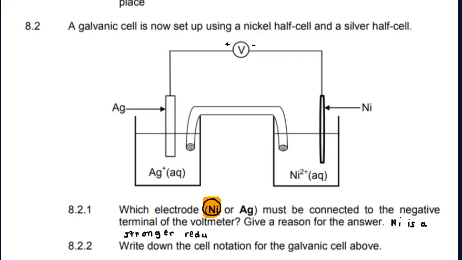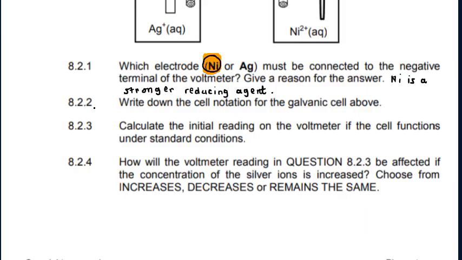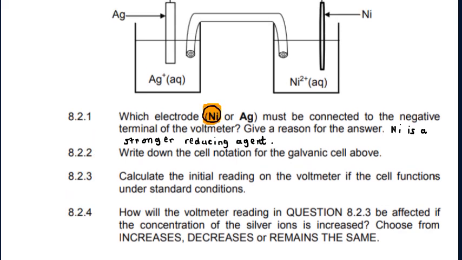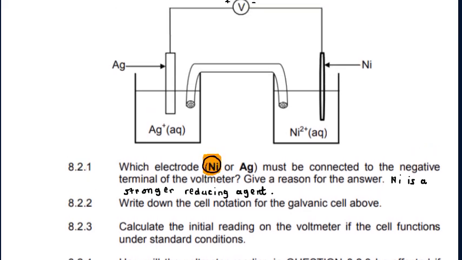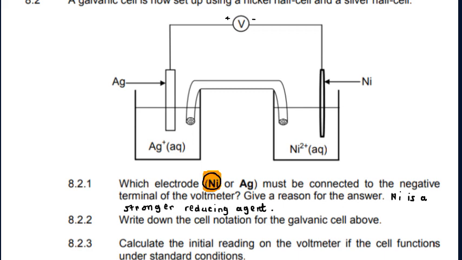Question 8.2.2 says write down the cell notation for the galvanic cell above. Cell notation is basically going from the anode to the cathode. It's not really so much of a big deal, we're basically telling a story. We have that nickel solid going into solution and becoming, draw a line, nickel 2+ ions, due to oxidation.